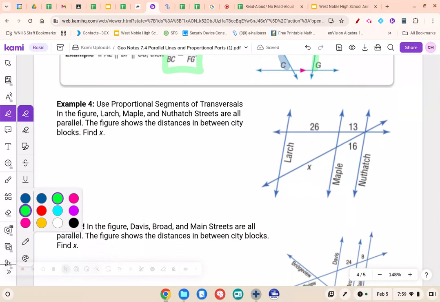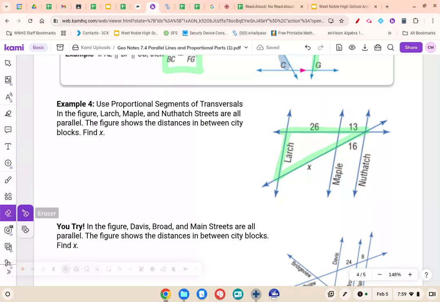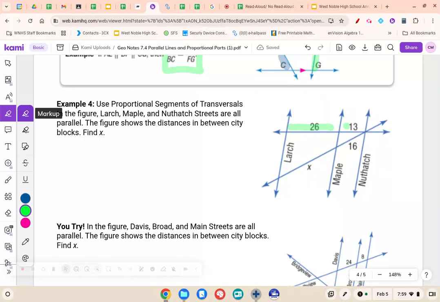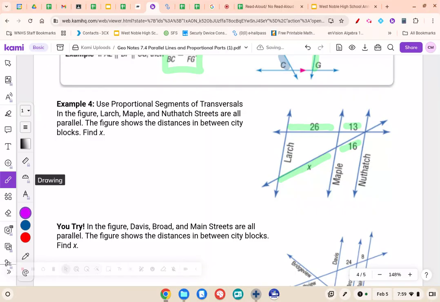So it says, use proportional segments of transversals in the figure. We have Larch, Maple, and Nuthatch streets. They are all parallel. The figure shows the distance between city blocks. Find X. So instead of doing this as a triangle, while this is a triangle, with our proportions like the small triangle versus the large triangle, that would be a little bit more work, we can actually just set up a proportion against the sides. So we can say 26 over 13 equals X over 16. Now we still have to be careful to pair things up correctly.